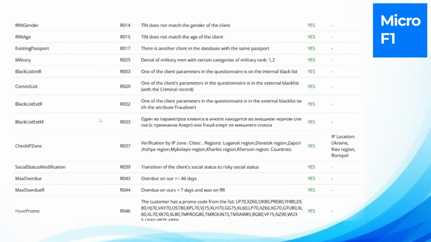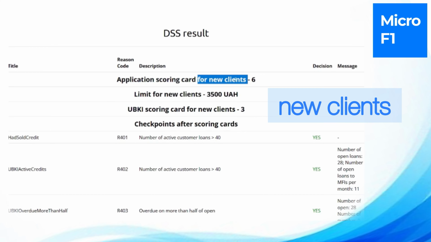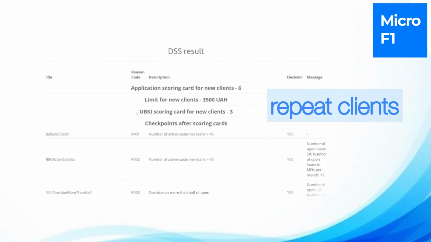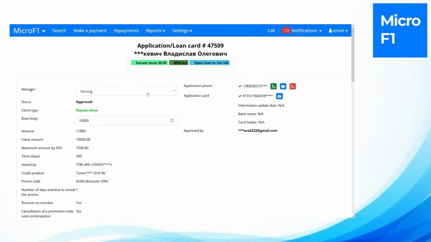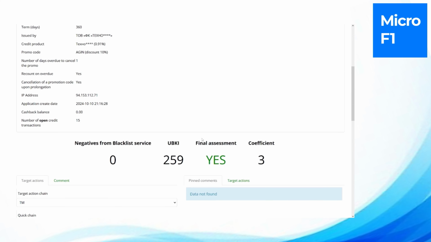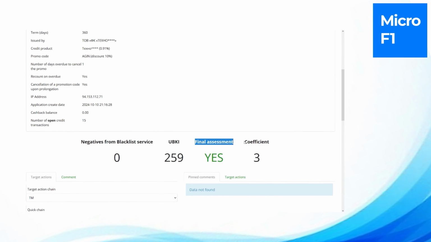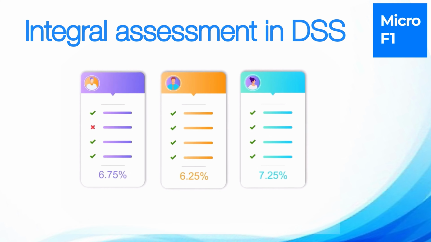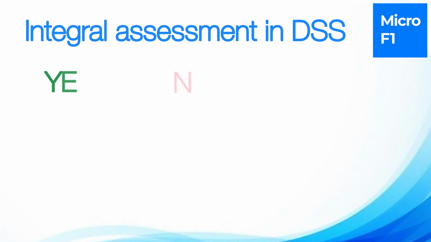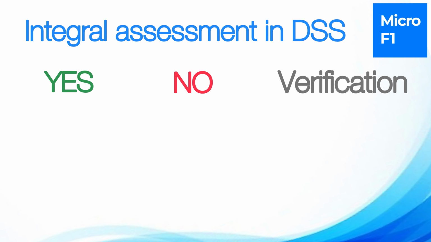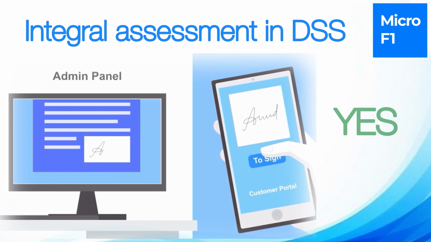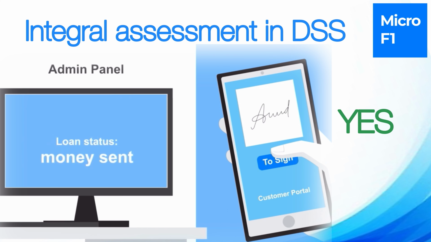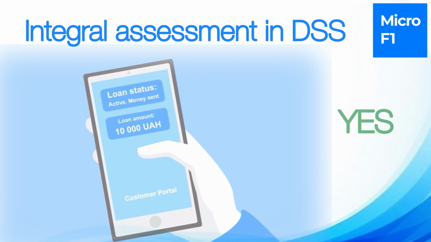It can be formed in the following directions: for new clients and for repeat clients. In this case, we can see that the loan status value is approved, since the result of the final assessment is yes. The integral score, depending on the results of the DSS, can take three values: yes, no, verification. If yes, then the loan status will be set to money sent after signing the necessary agreements.